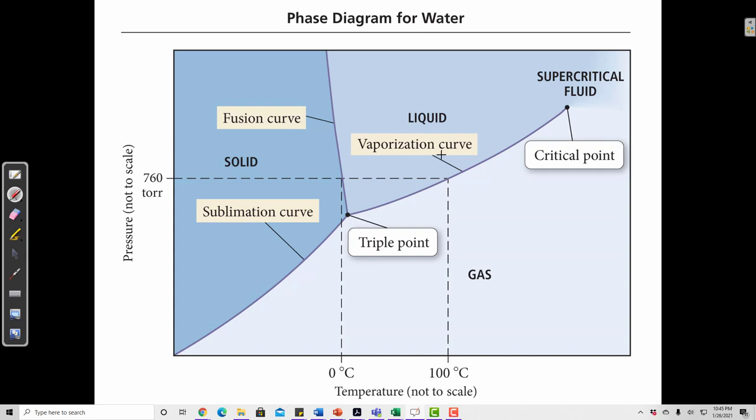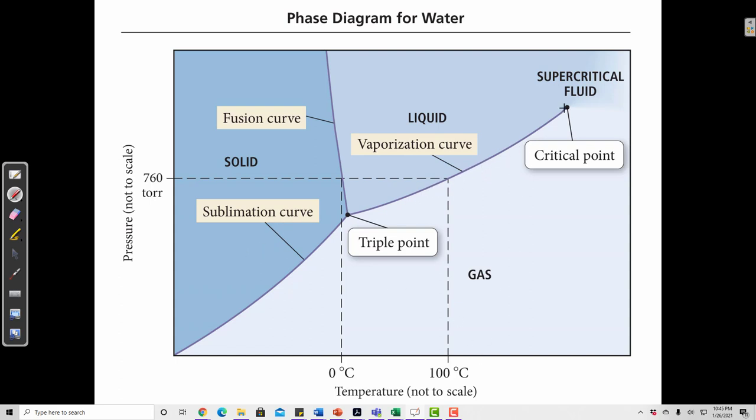Vaporization, also called boiling, is when I go from a liquid to a gas. So the line that separates liquid and gas is the vaporization curve. When I go from a liquid to a gas, I vaporize. From a gas to a liquid, I condense. If I go from a solid to a gas, it's sublimation. From a gas to a solid is deposition.